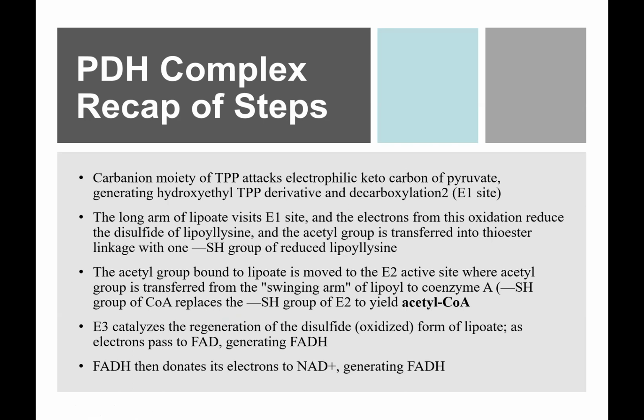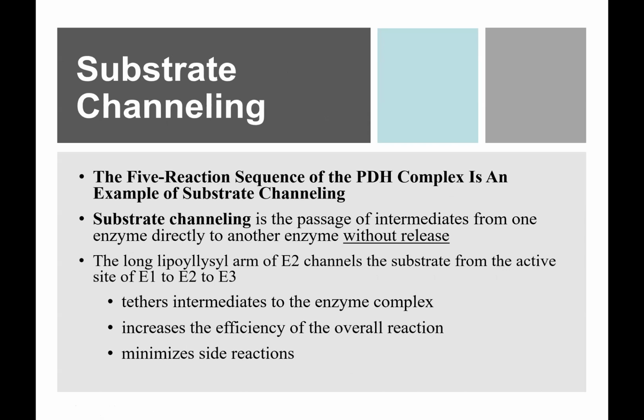Then we have the fully reduced form with both SHs, and as pointed out, that has to be regenerated into the ring form. So it donates its electrons to FAD, which generates FADH2, and then FADH2 donates its electrons to NAD+, generating NADH. Okay, so I also mentioned that this is an example of substrate channeling.